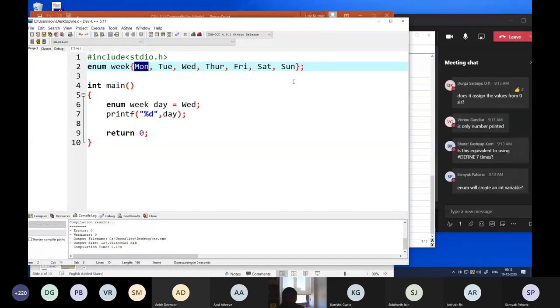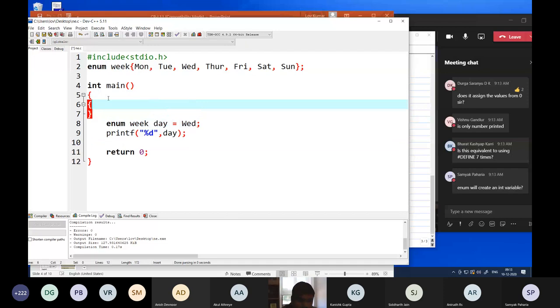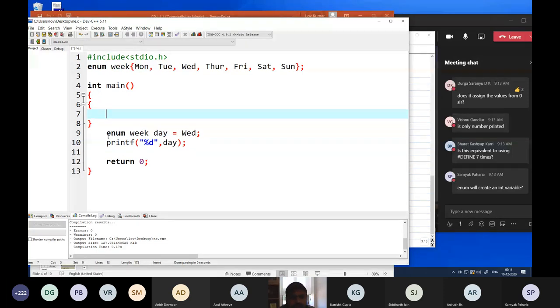Okay. Now, after that, the next important point. This is a data type. What do you mean by that? You can also define it inside the scope, same like your auto variable. So, if you are going to define the enum variable inside this scope, then you cannot use it outside the scope.